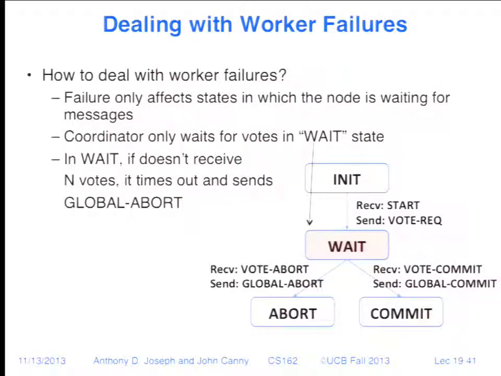All right, so let's look at some of the failure modes. The coordinator's waiting for votes in the wait state. If it doesn't receive n votes, which includes both the aborts but also timeouts, it simply times out and sends out a failure confirmation. Okay, so that's the simplest case.